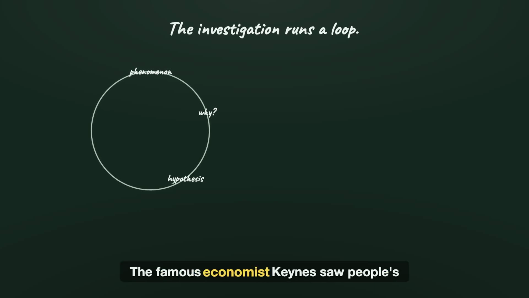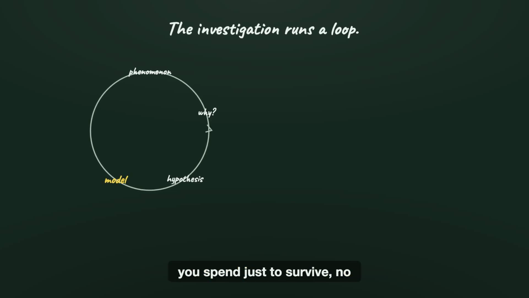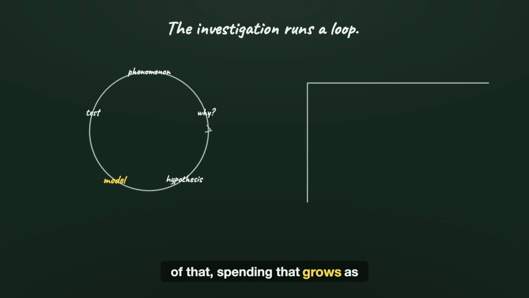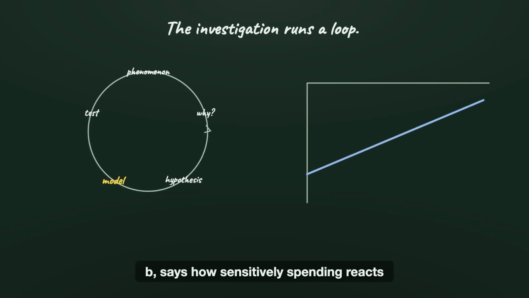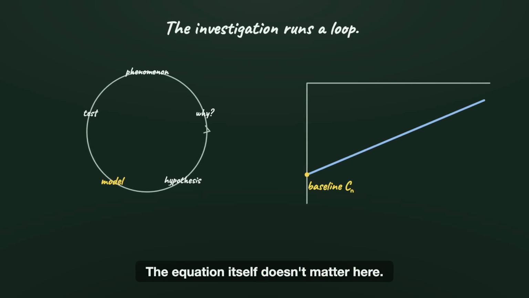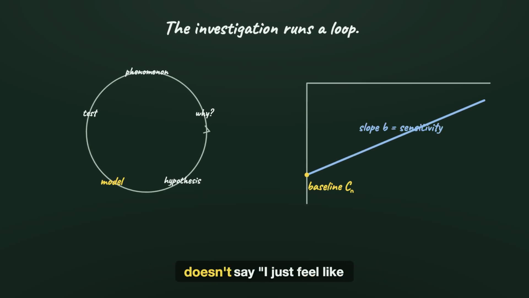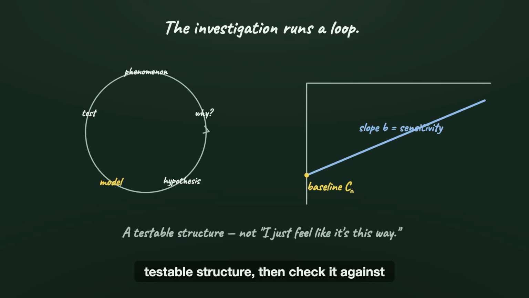The famous economist Keynes saw people spending like this. There's a baseline you spend just to survive, no matter your income. And on top of that, spending that grows as income grows. It's one line. The intercept is baseline consumption. The slope, B, says how sensitively spending reacts when income rises by one step. The equation itself doesn't matter here. What matters is this. An economist doesn't say, I just feel like it's this way. They build a testable structure, then check it against data. That's the first step of the method.